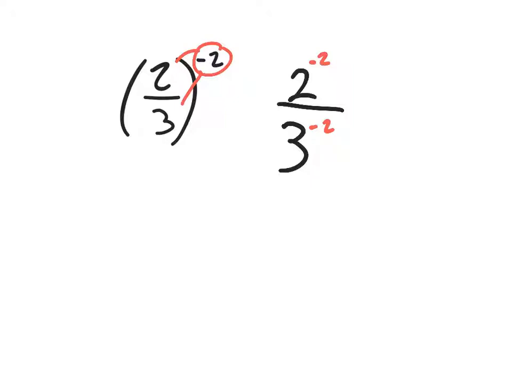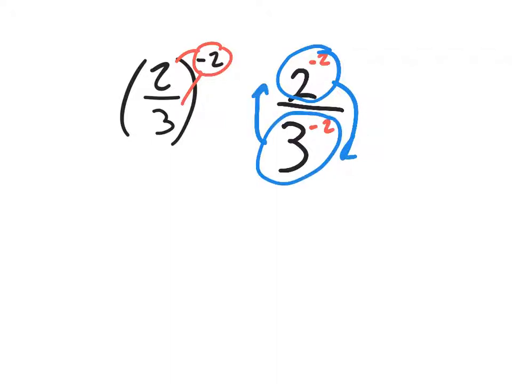Are you with me? Now, after that, I need to use Rule 6, which says when you have a negative exponent, you have to move them to the other side and they become positive. So you need to move this 2 to the negative 2 down to the bottom and it'll become 2 to the positive 2. You need to take this 3 to the negative 2, move it up, and it'll become 3 to the positive 2. So that's what we end up with, guys. We end up with 3 to the positive 2 over 2 to the positive 2.